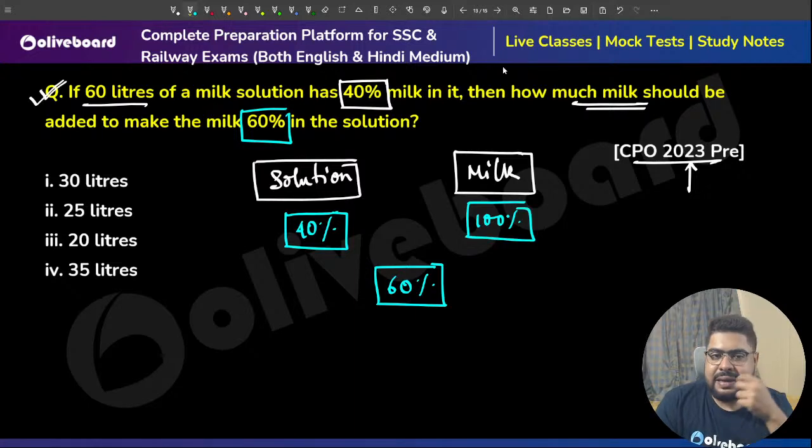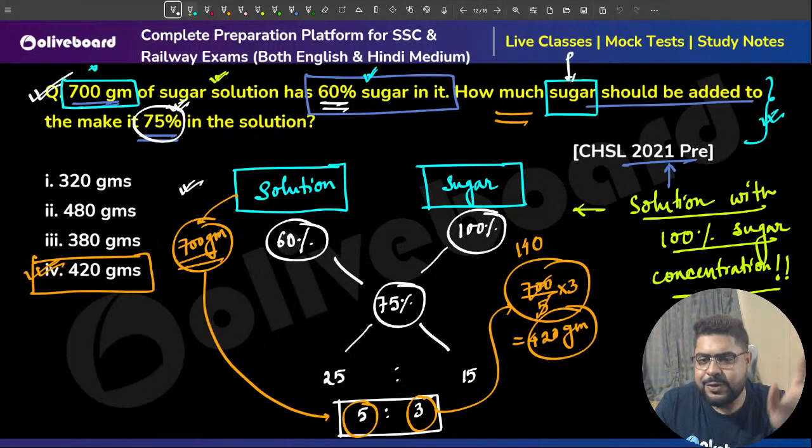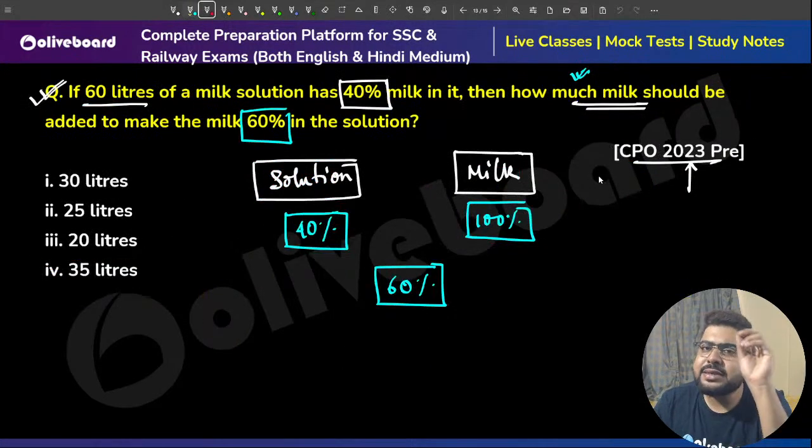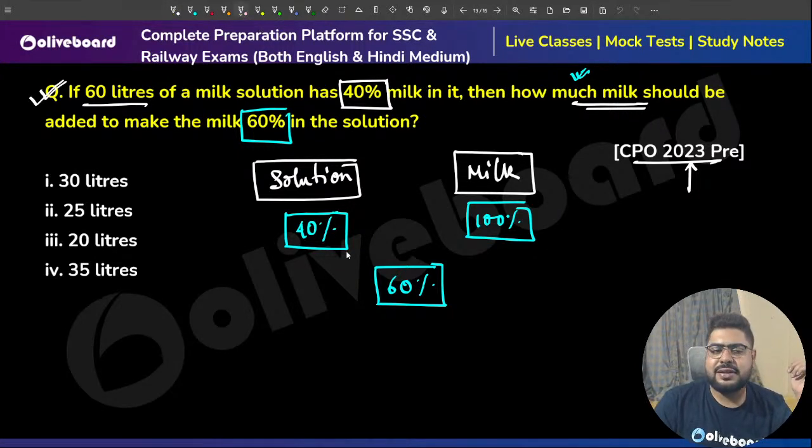Again, only adding milk means I'm adding that solution, just the concept we discussed here. Only adding milk means we are adding one solution. Think like this, we are adding a solution having 100% milk concentration. So just use that logic, sir. Just use a little bit of alligation.